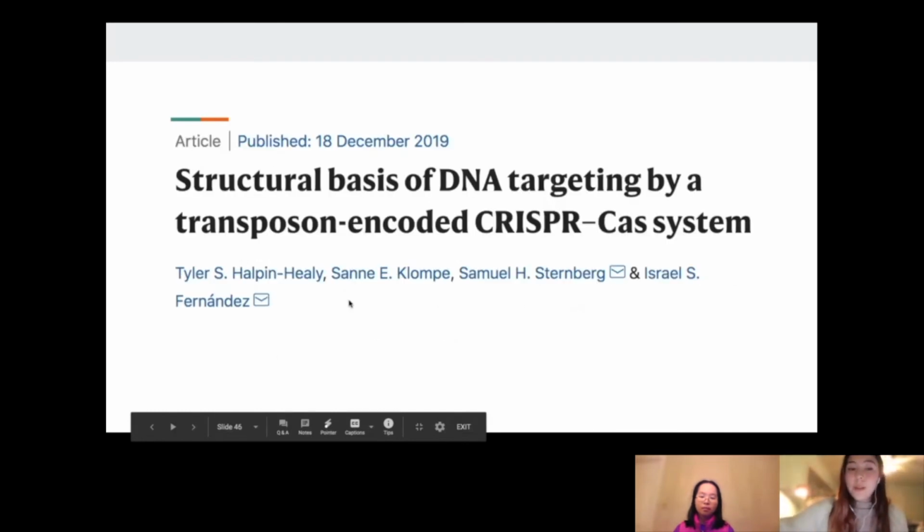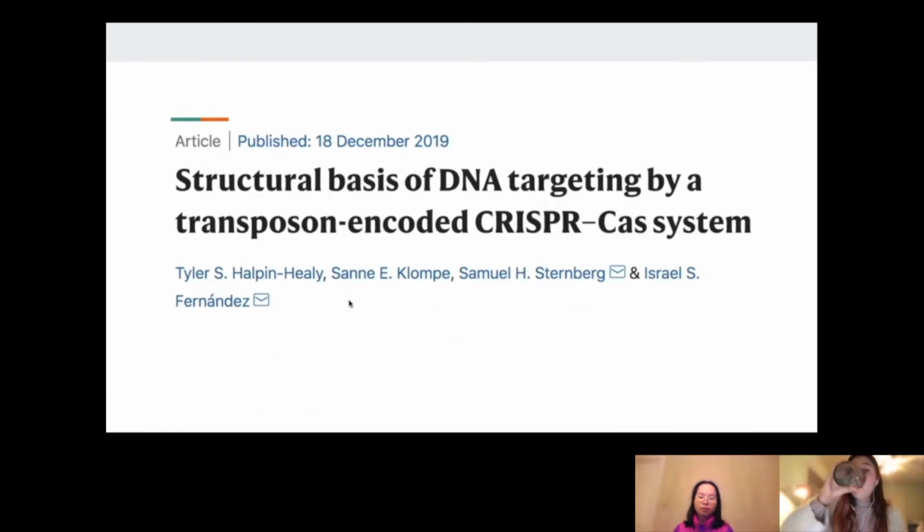All right. So finally, we're going to talk about a different approach to the way that we can edit our genes. The paper that we're going to look at for this is Structural Basis of DNA Targeting by a Transposon-Encoded CRISPR-Cas system.